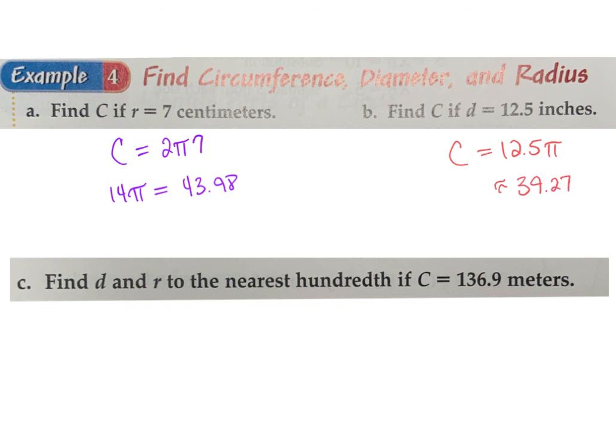Last one. Find your diameter and your radius to the nearest 100th if your circumference is 136.9. They've given me circumference, so again, I'm going to plug in what I know and solve for what I don't know. 136.9 should be my diameter times pi, so I need to divide both sides by pi. I'm going to take 136.9 and divide by pi. That's going to give me, to the nearest 100th, 43.58. I need the radius as well. How do I solve for radius? Divide by 2. Just take that and divide by 2, and you will get 21.79.